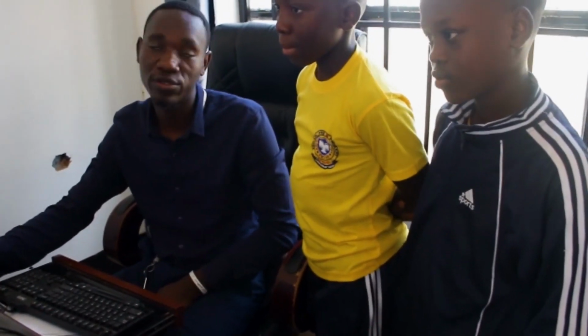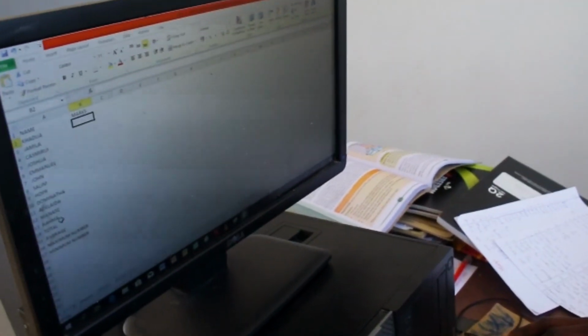So pupils, today we are going to learn how to use Microsoft Excel. Understood? Yes. Today we are going to learn how we can enter the marks, how we can define the total number, how we can find the average, how we can find the maximum number, as well as find the minimum number.